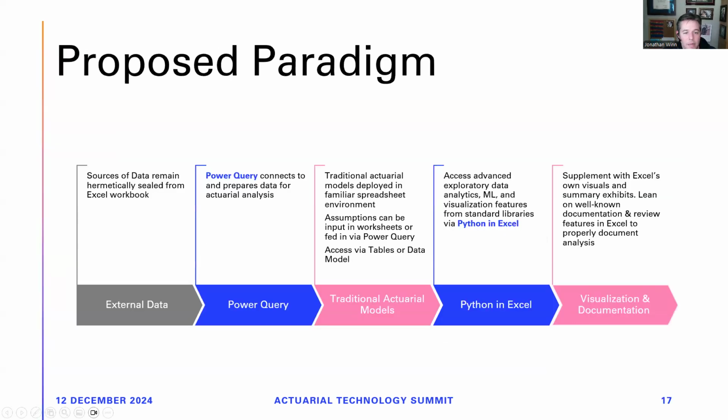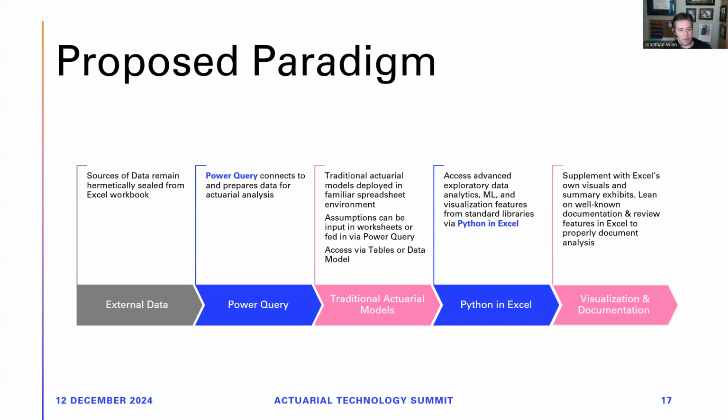Now, what I'm going to want to do is to propose a paradigm where we can think of Excel, with all of these new features that have come out the past 10 or so years, as a possible full stack platform. And the way I conceive of this is that, one, external data is kept sealed from the spreadsheet environment. There's no copying and pasting. There's no real human involvement outside of the spreadsheet to get the data in a manual fashion. Instead, what we'll do is use Power Query to connect to those data sources and prepare it for actuarial analysis.